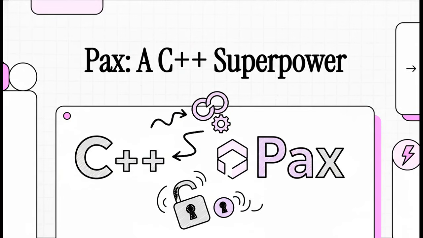All right, let's jump right in. If you're a developer who loves the raw power of C++ but wishes you could tap into its massive ecosystem without all the usual headaches, then you're going to want to hear this. We're going to be talking about a new systems programming language called Pax, and it has one very specific game-changing feature that just might solve a huge problem for anyone working with C++.